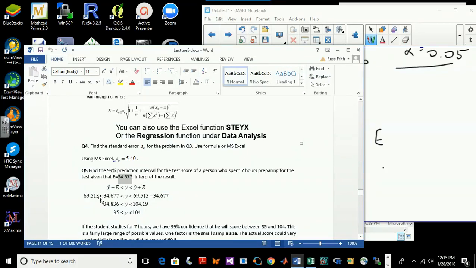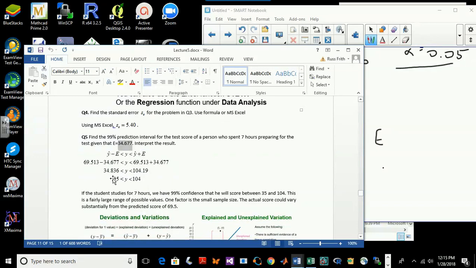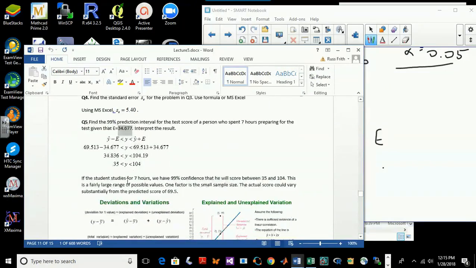So the y1 value is here, and the y2 value is here. So this is the range of test score values for a student who spent 7 hours preparing. If the student studies 7 hours, we have 99% confidence that he will score between 35 and 104. This is a fairly large range of possible values. One factor is the sample size. The actual score could vary substantially from the predicted score of 69.5.